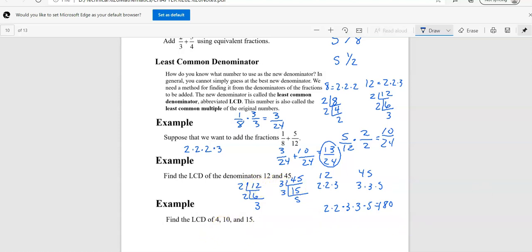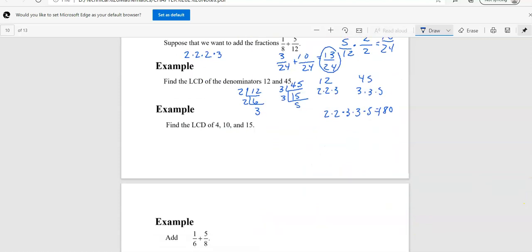Okay, let's look at this one. They want the least common denominator of 4, 10, and 15. So 4 is just 2 times 2. 10, 2 will go into 10 5 times. 5 is prime, so we can stop. 15 is 3 times 5. The numbers on the outside have to be prime. So we're looking at 2 times 2 for this one, 2 times 5 for this one, and 3 times 5. What's the most amount of 2s I have in any list? It looks like 2.